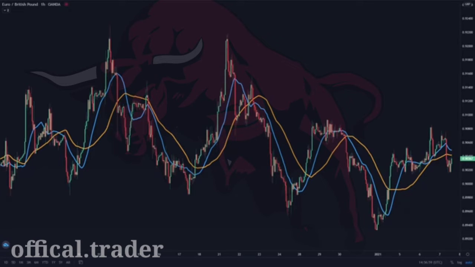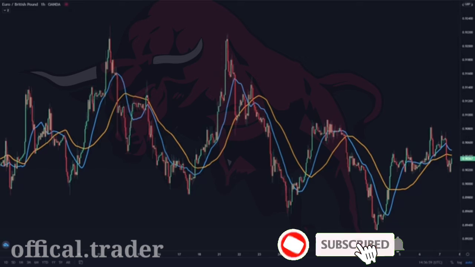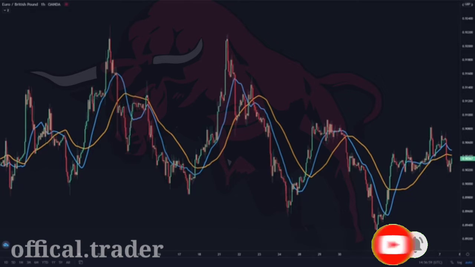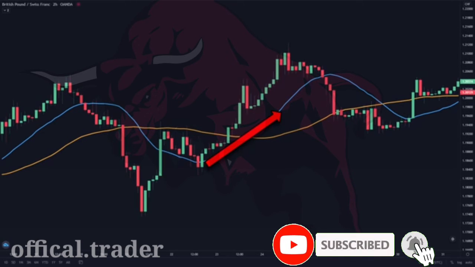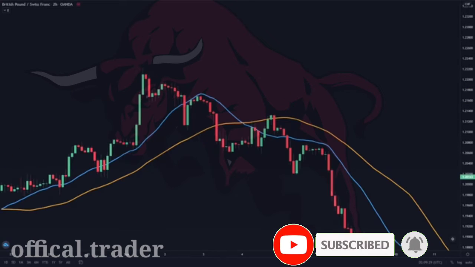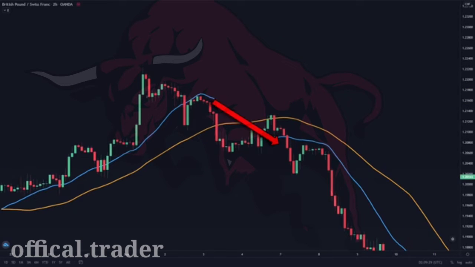But remember, just because a market reacted to the crossover in the past doesn't guarantee 100% that it's going to do that again in the future. However, it will still have a much higher chance of doing so compared to the market that never reacted to the crossover in the first place. So once you have identified the right market, it's time to trade the crossover. For your entry signal, if the 20 MA crosses above the 50 MA, you take a buy position. And if the 20 MA crosses below the 50 MA, you take a sell position.